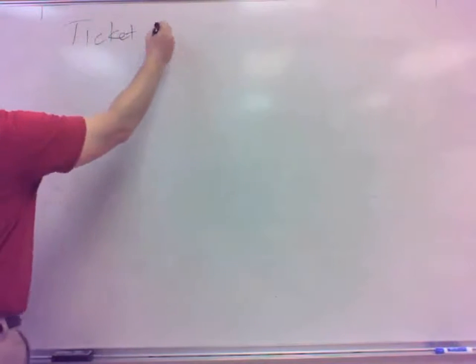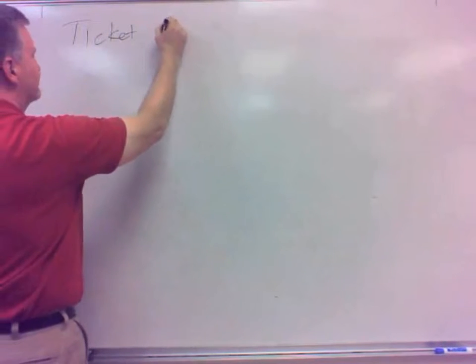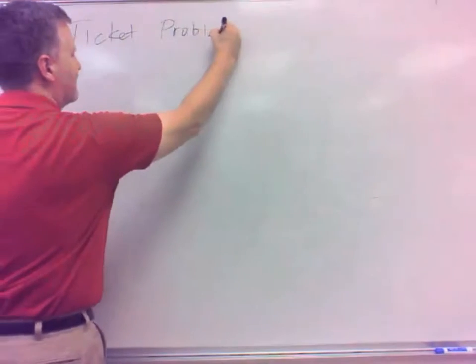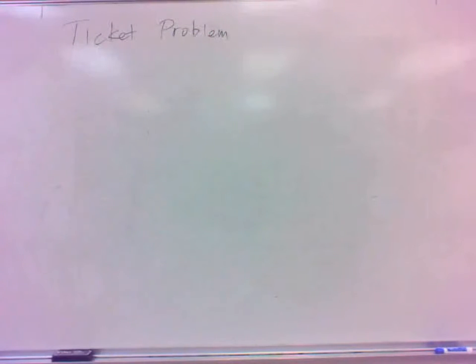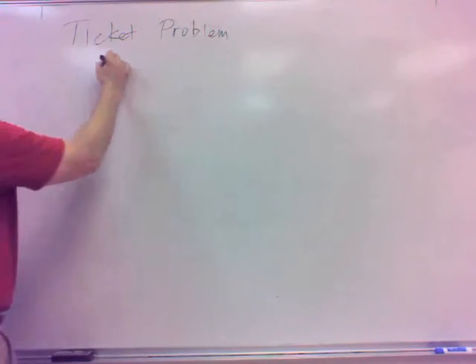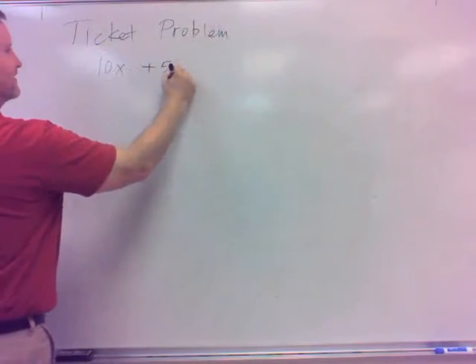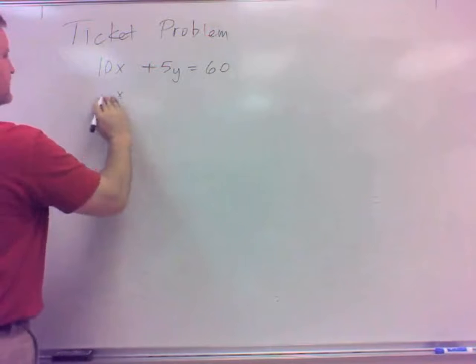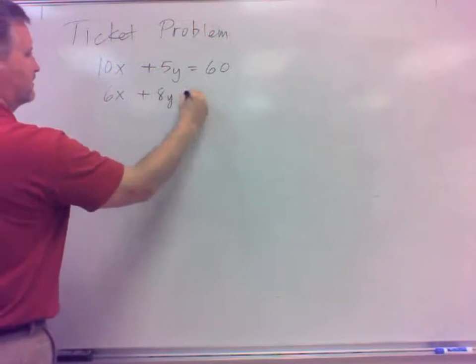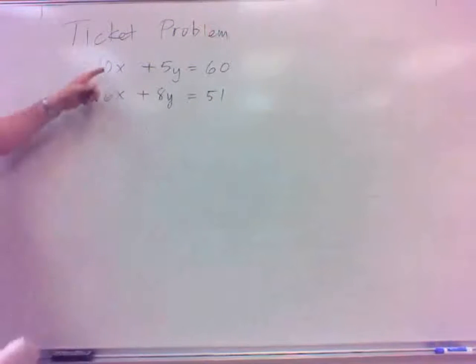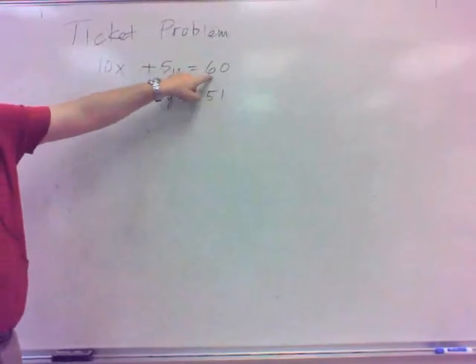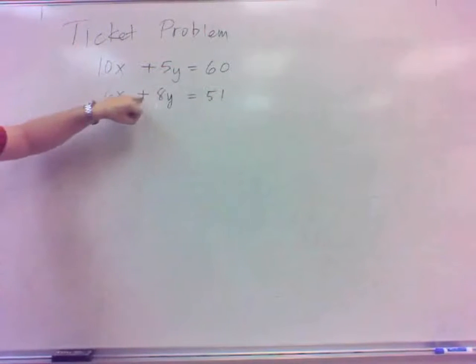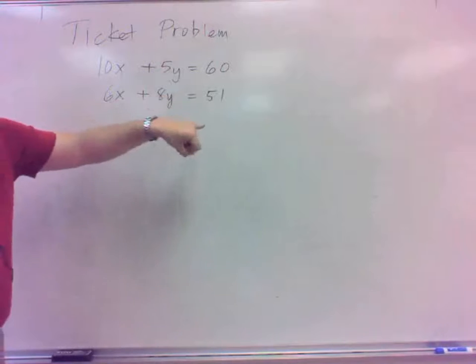All right, so let's get back to our ticket problem I started the lectures on systems with. Remind me what it was. It was 10x plus 5y was 60, and 6x plus 8y is 51. Yeah, so we had 10 adult tickets and 5 children's tickets were $60. 6 adult and 8 children were $51.